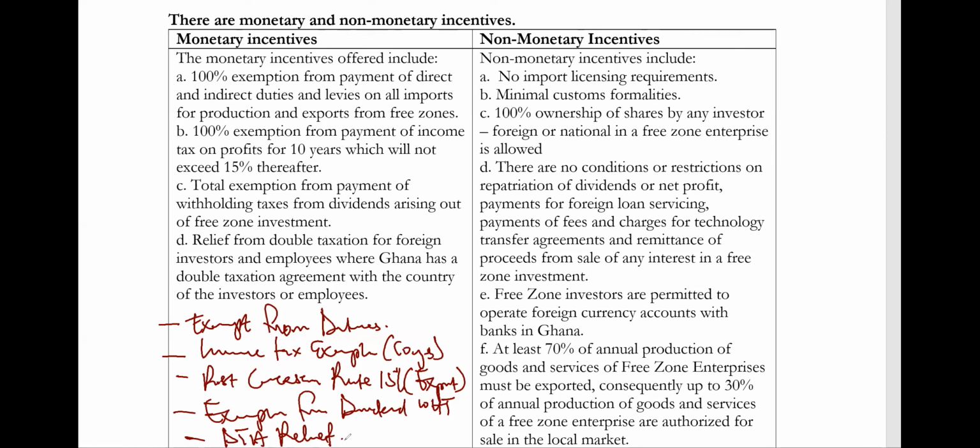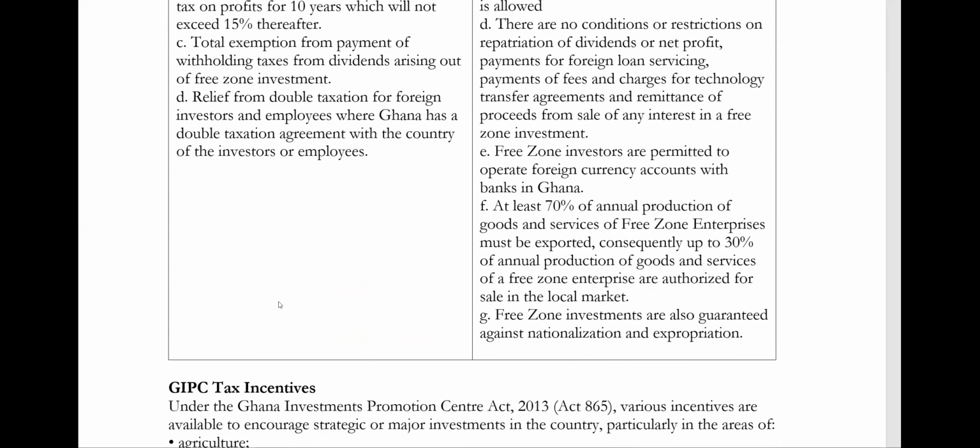Also, free zone investors can operate foreign currency accounts in Ghana. Some countries you cannot; you can only use local accounts. And also, at least 70% of your annual production must be exported. Are you getting it? And 30% can be sold in the local market. Free zone companies are also guaranteed against what we call expropriation. Government cannot take your properties. So no nationalization, no expropriation. Government cannot just come and take your properties like they do in other countries.